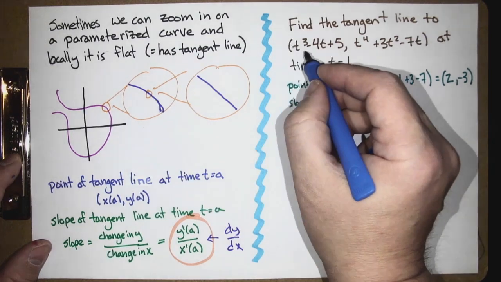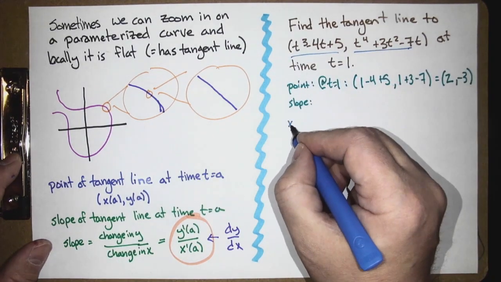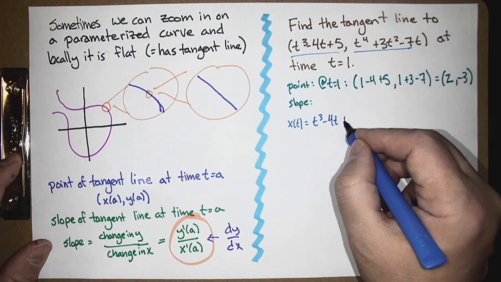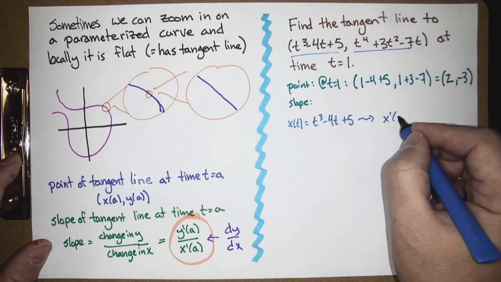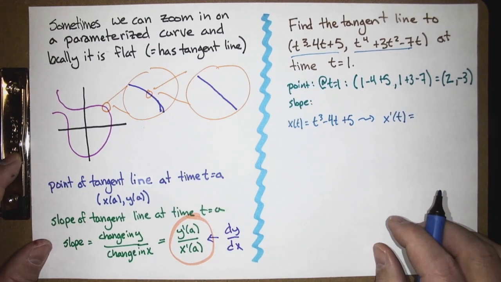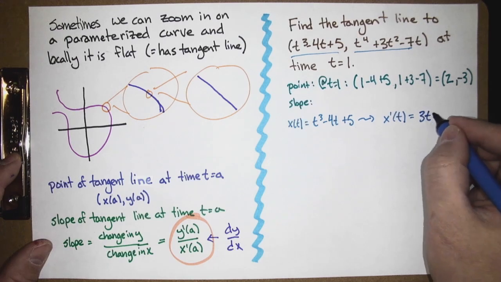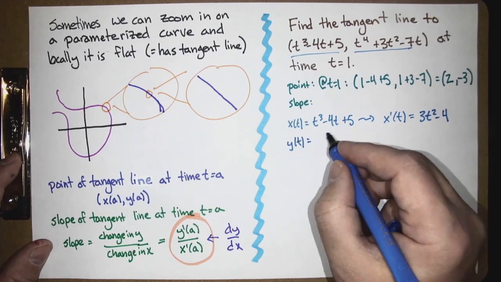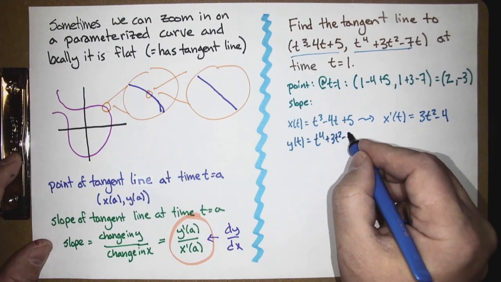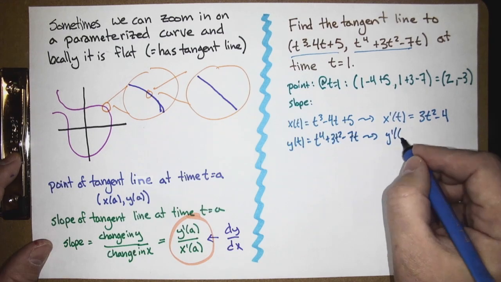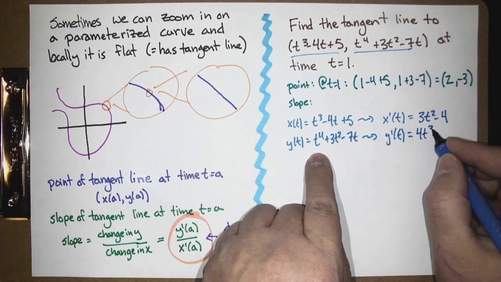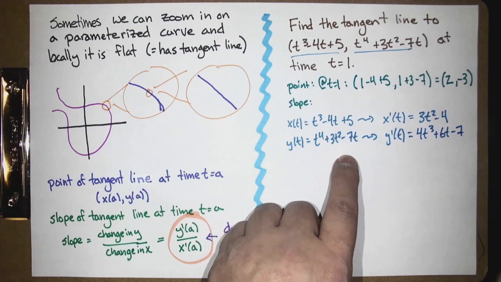Oftentimes we have an x of t and a y of t. So x of t, I'll show you the mistake I make a lot. x of t is t cubed minus 4t plus 5. So what is x prime of t? 3t squared minus 4. y of t is t to the 4th plus 3t squared minus 7t. So y prime of t is 4t cubed plus 6t minus 7.